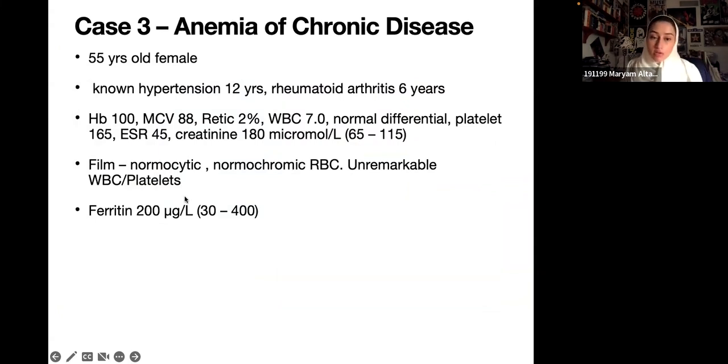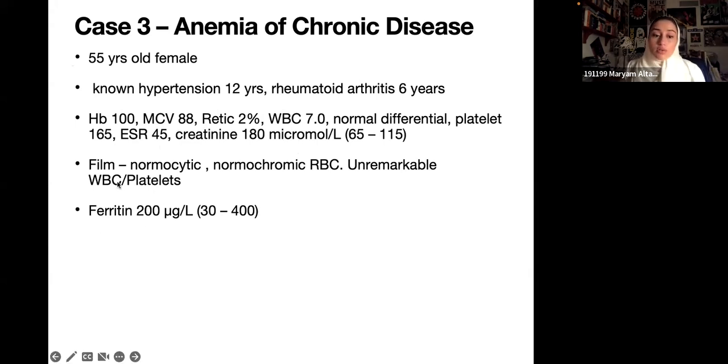So this is, again, a similar scenario to what we just saw. And this is how it's generally going to present. 55-year-old female, for example, non-hypertensive, rheumatoid arthritis, MCV is normal. Reticulocyte count is upper limit of normal. White blood cells are normal, normal differential, normal platelets. ESR or CRP are going to be high, which are inflammatory markers. So C-reactive protein and erythrocyte sedimentation rate are going to be increased.